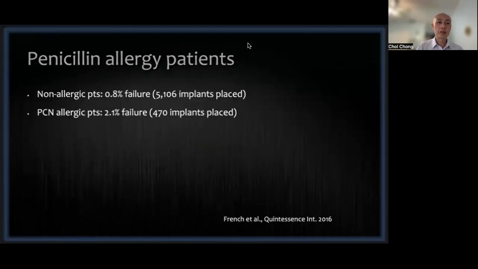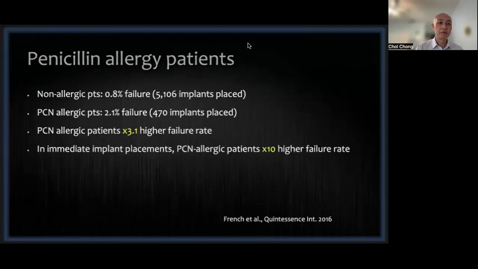So the results show that patients that were given amoxicillin had a 0.8% failure rate versus patients that were given clindamycin, whose failure rate was 2.1%. And the penicillin allergic patients' failure rate was 3 times higher than the patients that were given amoxicillin. And in immediate implant placements, the patients that were given clindamycin had a staggering 10 times higher failure rate.